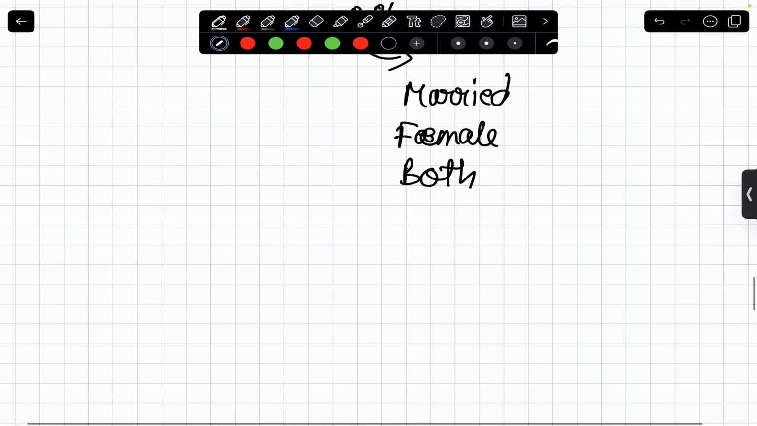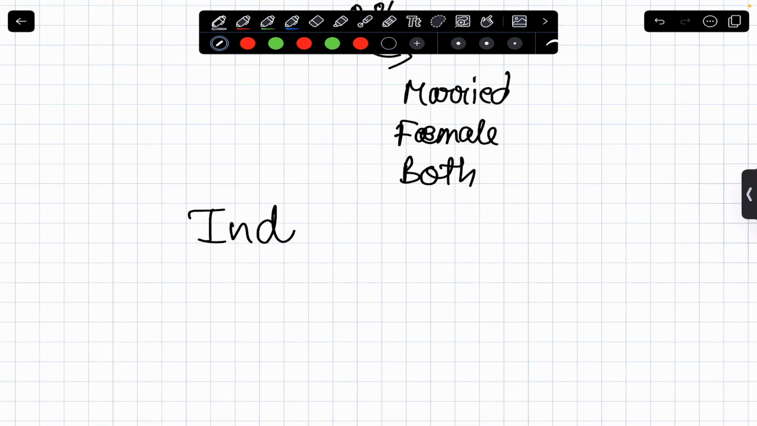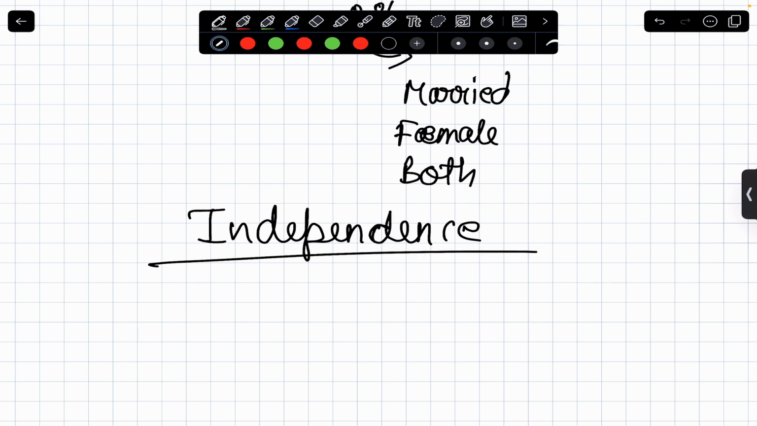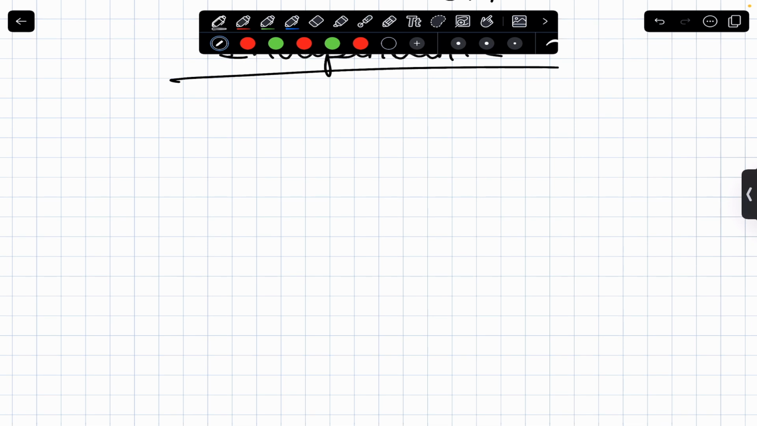Now moving on to another topic, we have independence. So what does independence say? Independence says that if an event is happening, does it affect or change the probability of another event occurring? Let's understand it with an example.